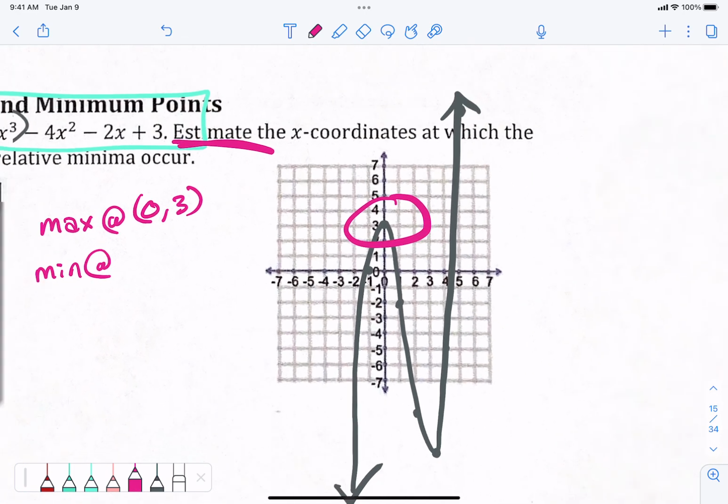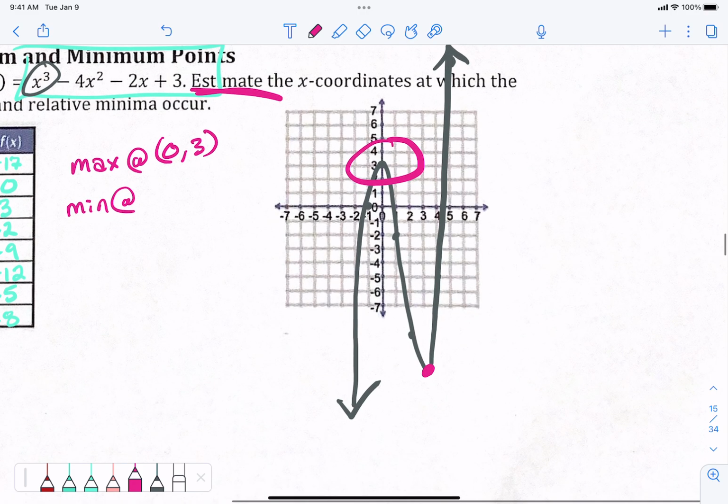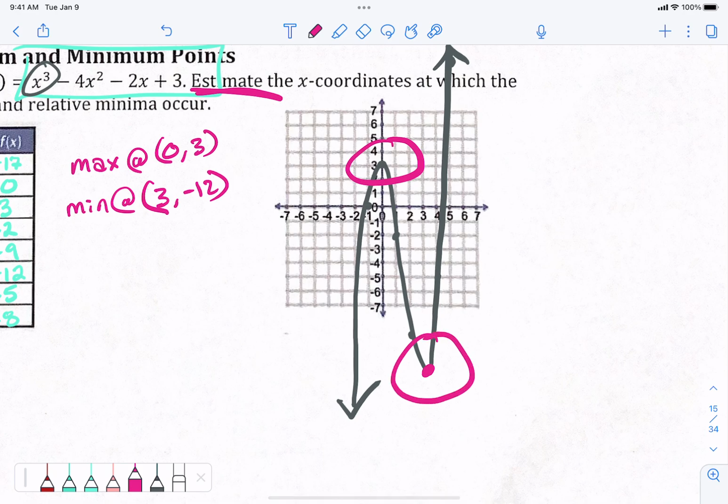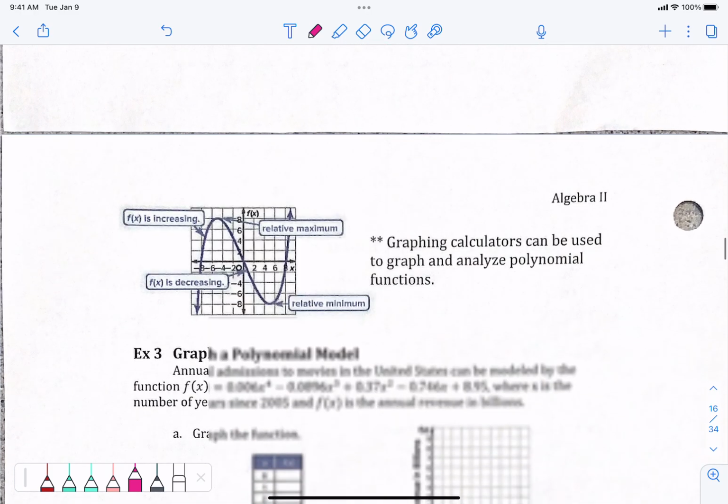Next one, the minimum is this low point right here. It might not be exactly at that dot. It might be closer to this side. I don't know, but it's going to be close to 3, negative 12. That's what Jack said. Happy with that? Is there only one minimum? Yes. Okay, so close to those. Highest point, lowest point. Got it? Okay, let's go to the back side. That was max and min. All right, here we go.